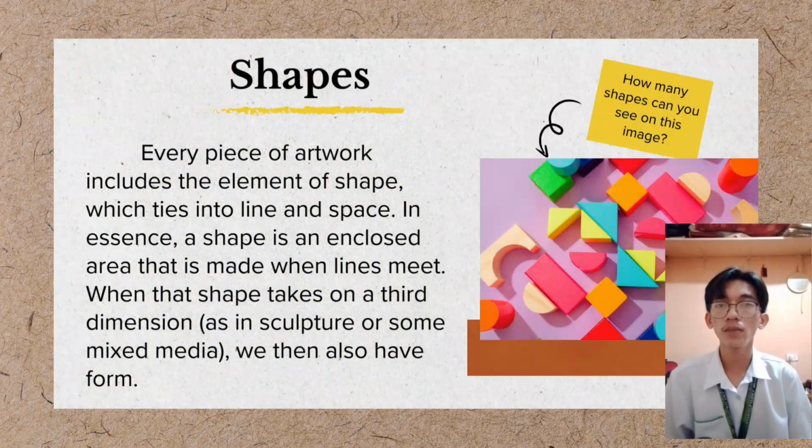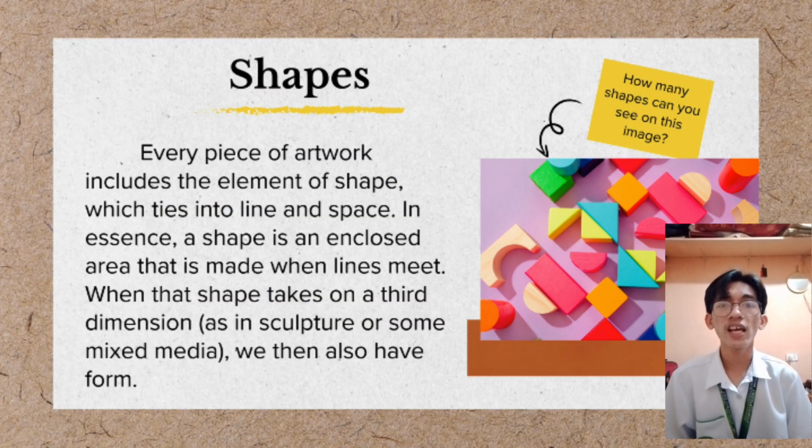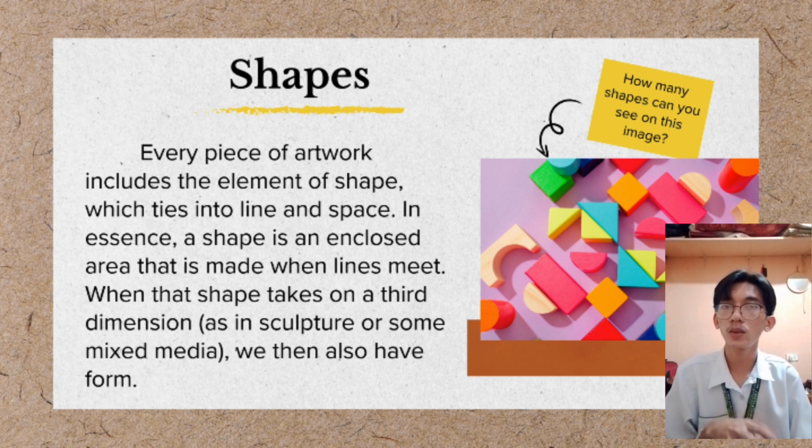So the fourth element of painting is shapes. Every piece of artwork includes the element of shape, which ties into line and space. In essence, a shape is an enclosed area that is made when lines meet. When the shape takes on a third dimension, as in sculpture or some mixed media, we then also have a form.